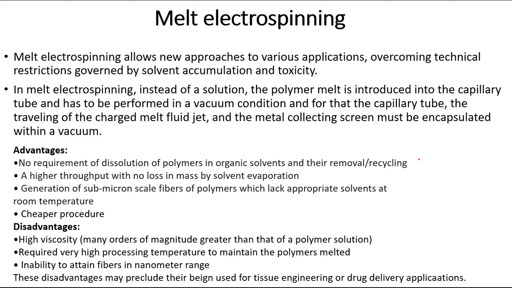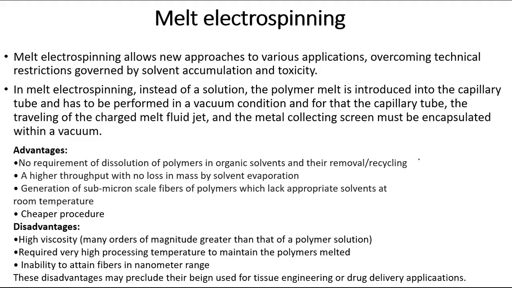So there are advantages and disadvantages over the solvent electrospinning. The advantage, so obvious: melt electrospinning doesn't need a solvent to dissolve the polymer. So you can expect higher production with no loss in mass by solvent evaporation. And generation of sub-micron scale fibers of polymers which lack an appropriate solvent at room temperature can be overcome by following this methodology. And it is comparably a cheaper procedure than the solvent electrospinning.